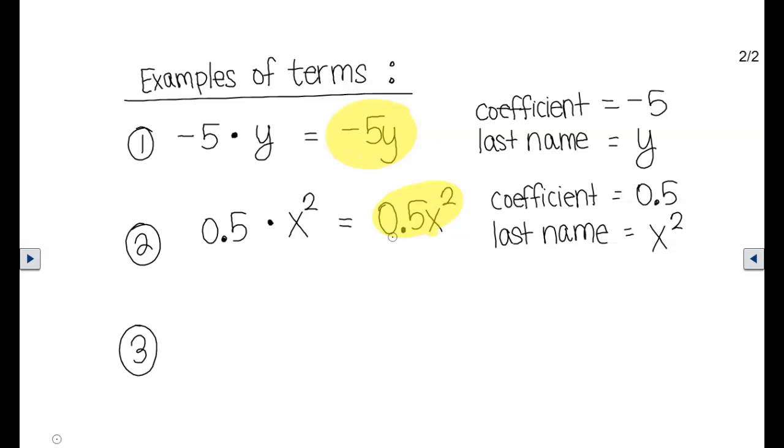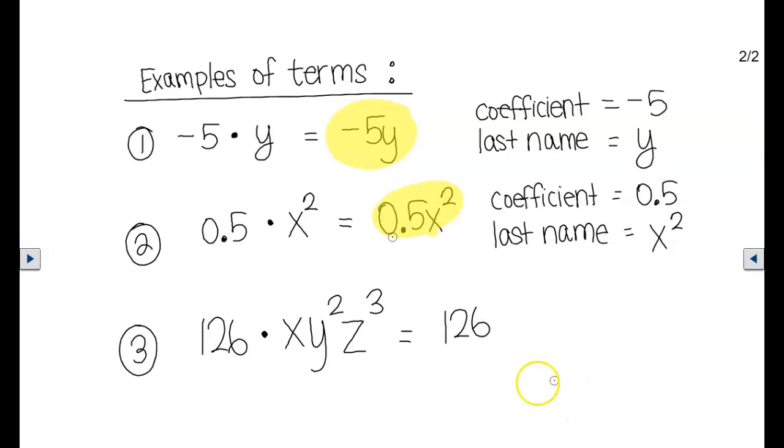To make another term, let's pick a number. I'm going to pick 126. Don't ask me why, but 126. And I'm going to multiply that by a variable part. Now remember what I said, your variable part can have more than one variable in it, and those variables are allowed to have exponents. So this time I'm going to do x, y to the second power, z to the third power, just to make this a little fancier. So notice my variable part is a little more complicated this time. It has an x, it has a y to the second power, it has a z to the third power. And again, I would prefer that we write that without the dot. So we'll just write 126 right beside x, y to the second, z to the third.